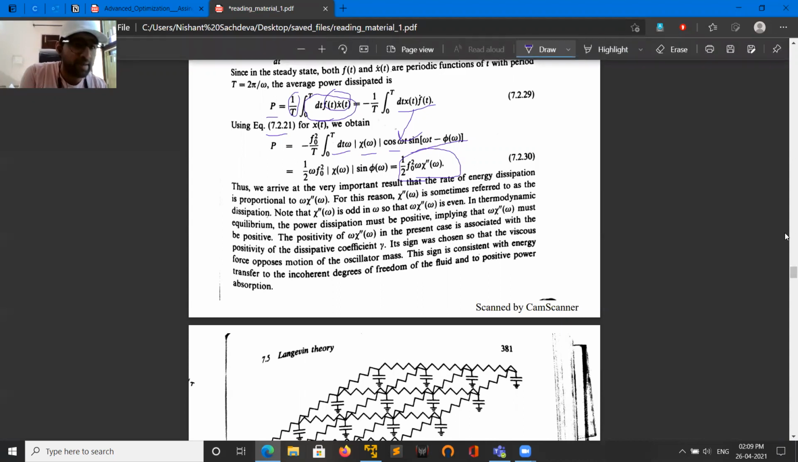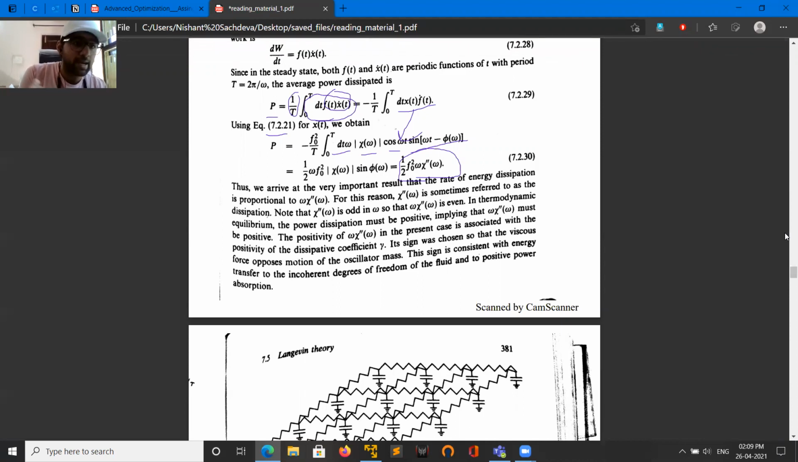Now chi double dash of omega is odd in omega, so omega chi double dash of omega becomes even. That means P becomes invariant to time reversal. We will see that ahead.